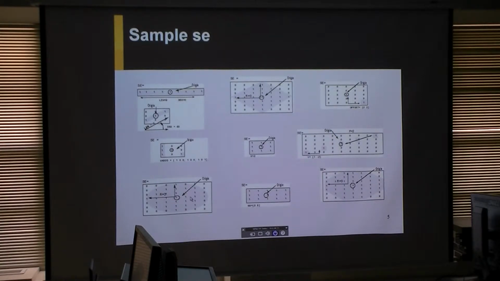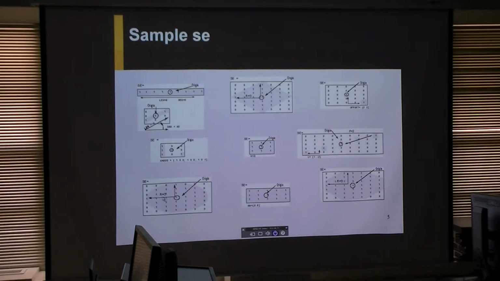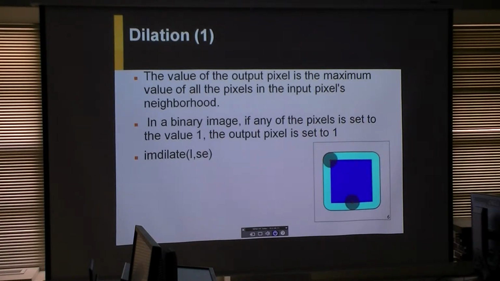For example, you can write here a shape and the parameter 3, and it creates some matrices like this for defining the neighbors of each point. Here the center is here, and this area shows the neighbors of this point. As you can see here, we can define different types of neighbors based on what we want to do on images.